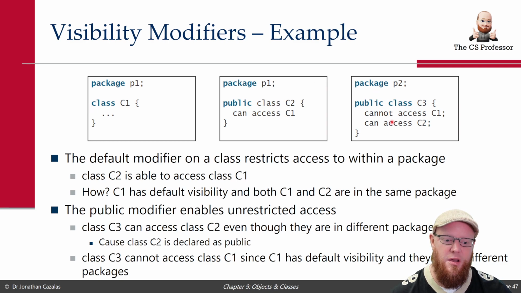Now, in contrast, we see that class C3 can access class C2, right? Class C3 can access class C2 even though they are in different packages. How does that happen? Because class C2 was defined as public, which is unrestricted free access. So as was mentioned on the previous slide, this is super important. Make sure we understand these nuances of a public modifier versus having a default modifier on the class itself.